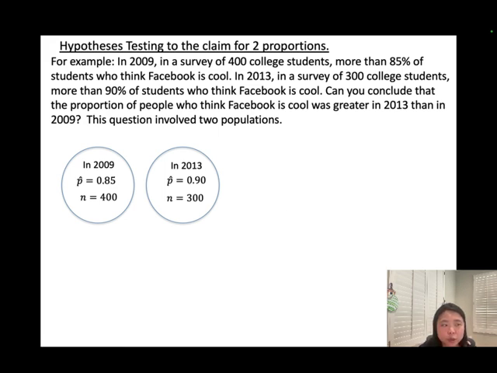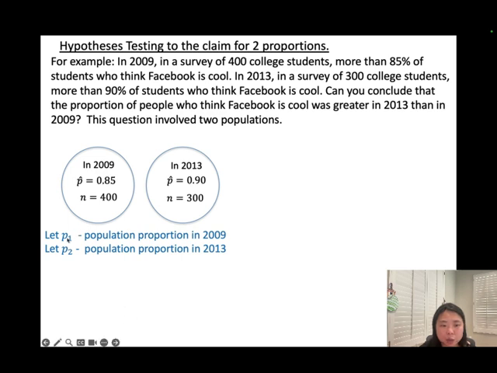First thing we need to do is decide which one is going to be population 1 and which one is going to be population 2. I will let P1 be my population proportion in 2009. So I'm going to change everything here: that will be p1 hat and n1. And then I will let P2 be the population proportion in 2013, so I will have p hat 2 and n2 here. Now we have two populations, so we want to compare the proportion of people who think Facebook is cool.